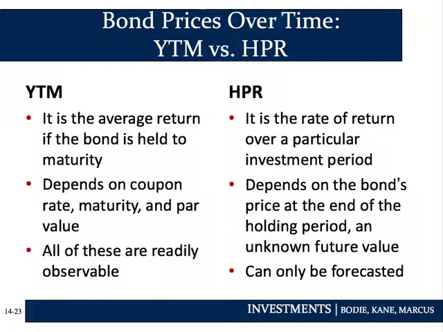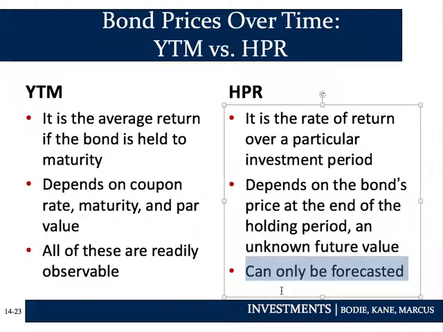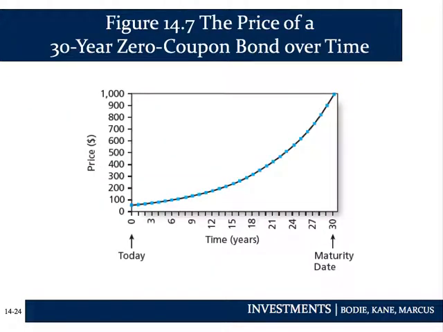And of course, that depends on the bond's price at the end of the holding period. That's not known. The price at maturity is going to be at par. It's going to give you your $1,000 back. We know that. But what if you sell it before then? Well, then you have a holding period return, and we do not know what the holding period will be. Although it can be forecasted, it is not a known. It is an unknown future value because we don't know what the holding period actually is.